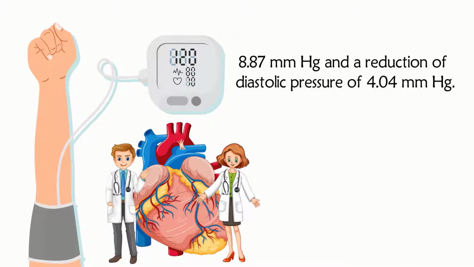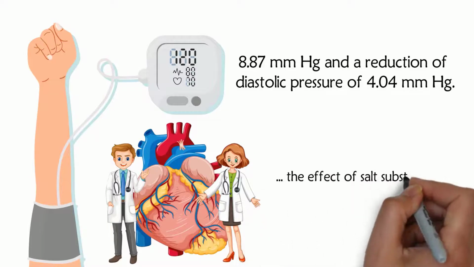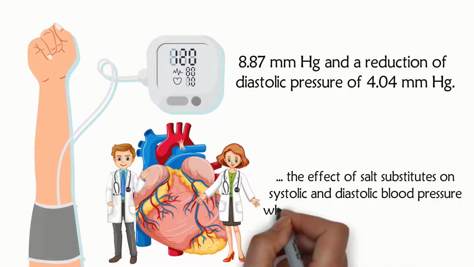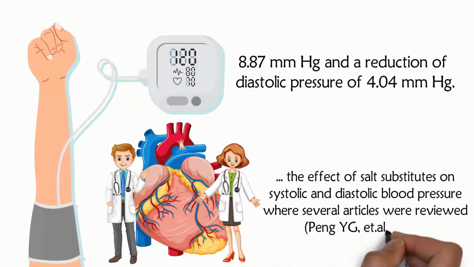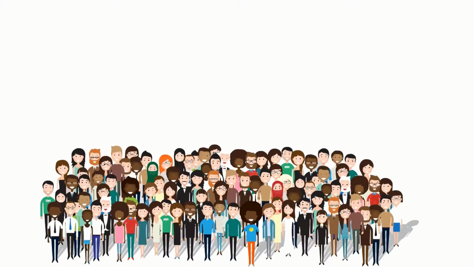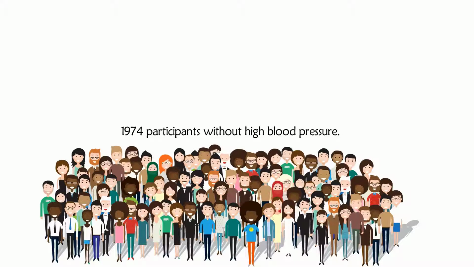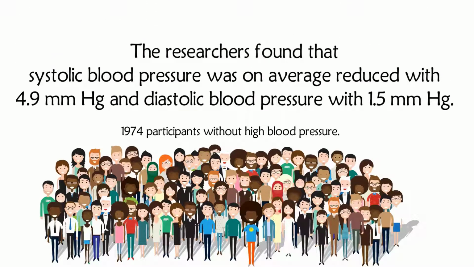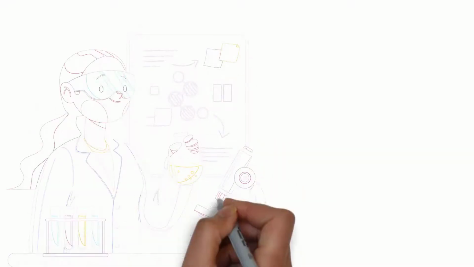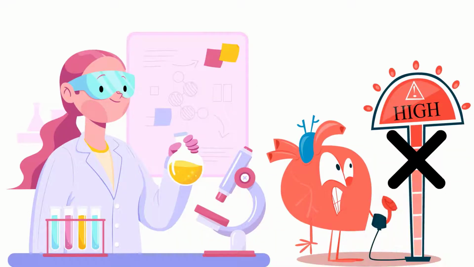This is another study also investigating the effect of salt substitutes on systolic and diastolic blood pressure where several articles were reviewed. It included 1974 participants without high blood pressure. The researchers found that systolic blood pressure was on average reduced by 4.9 millimeters of mercury and diastolic blood pressure by 1.5 millimeters of mercury. This showed that salt substitutes can be an effective way of preventing high blood pressure.